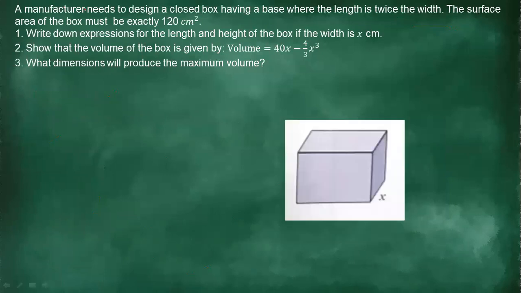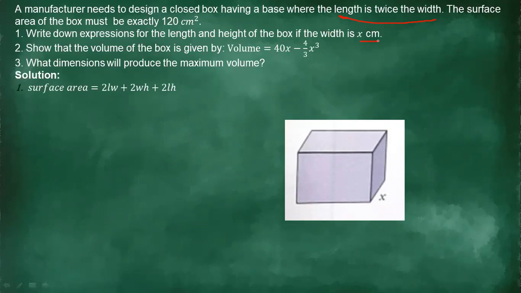A manufacturer needs to design a closed box having a base where the length is twice the width, and the surface area of the box must be exactly 120 centimeters squared. Write down the expression for the length and the height of the box if the width is x centimeter. From the scenario we have the surface area of the box, which is 120 centimeters squared. So, to answer the first question, you have to start with the surface area formula.